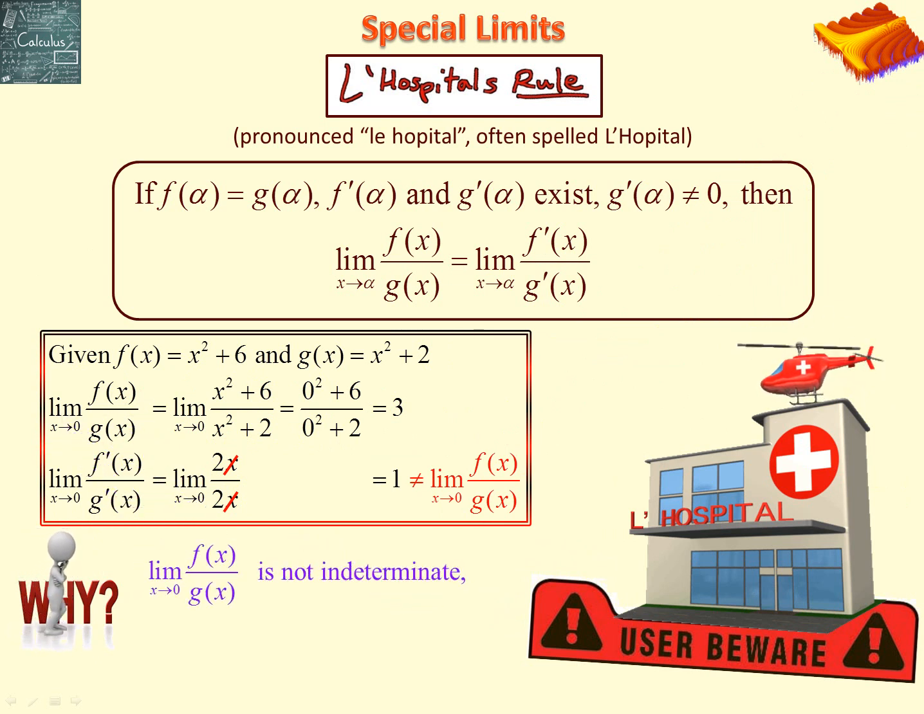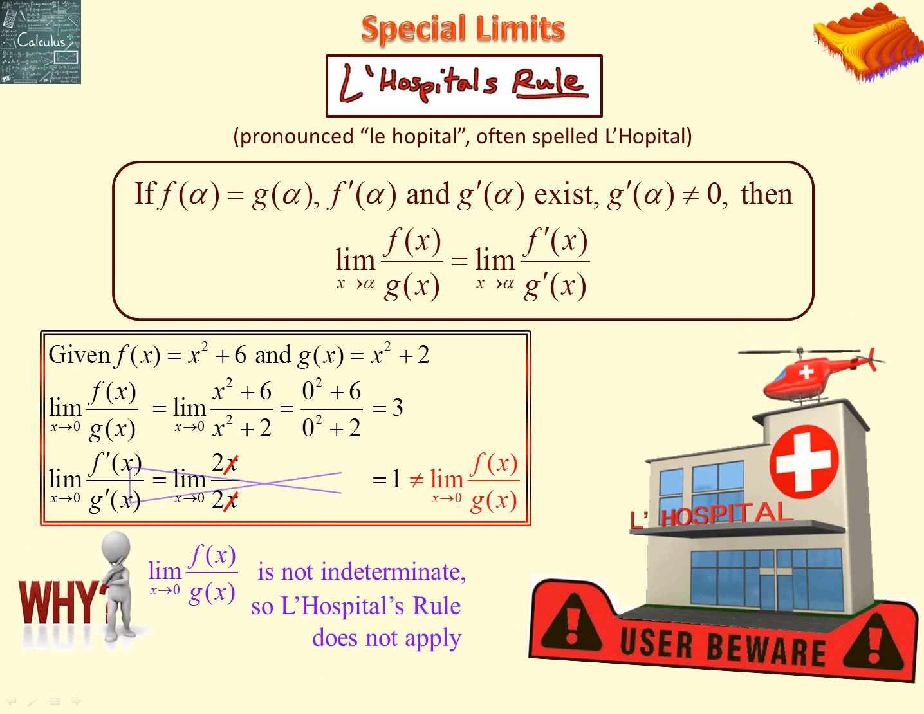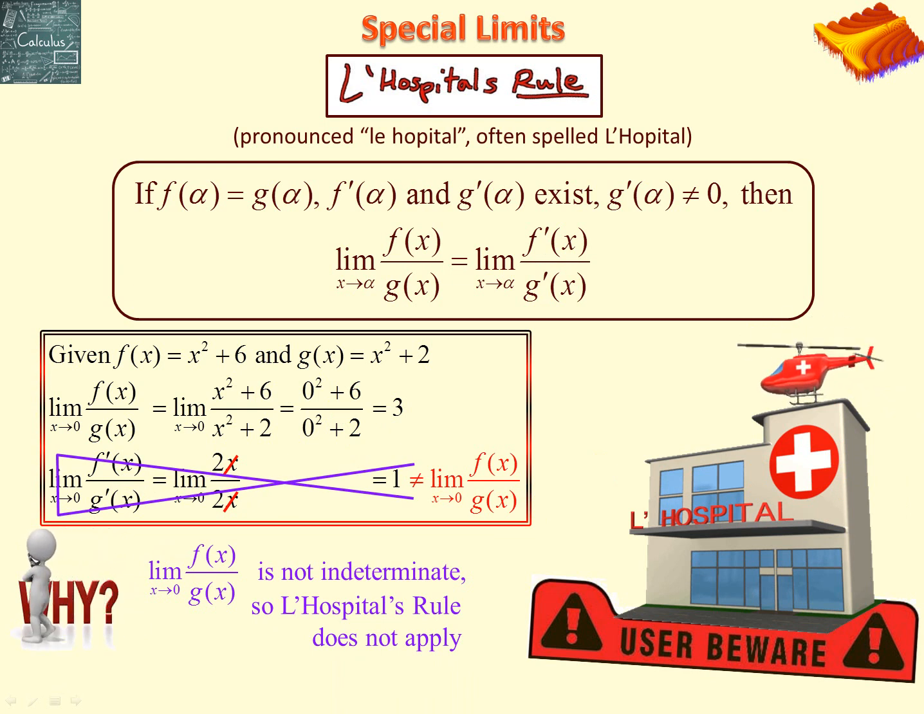Quite simply because the limit of f of x over g of x as x tends to 0 is not indeterminate in this case. There we are. It's not indeterminate, which means that the L'Hospital's rule cannot be used. So this is what the big beware is about. Only use L'Hospital's rule with indeterminate forms.